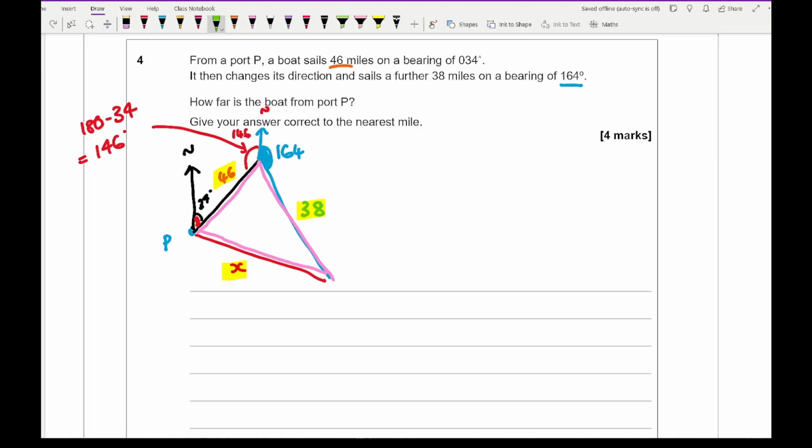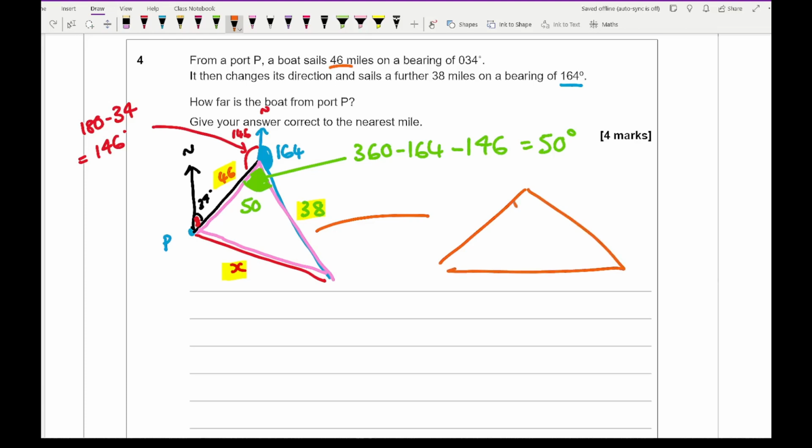Now from that I can then work out what this angle here is going to be by doing 360 minus 164 minus 146. Now if I work that out, I get an answer of 50 degrees. So this angle here is going to be 50. Now if I take that triangle out, this angle here is 50. And again, don't need to worry about having it to scale or acute angles not looking acute. That's 38, and this is x.